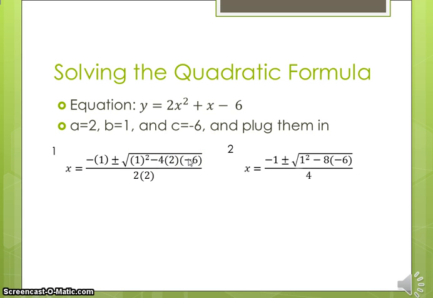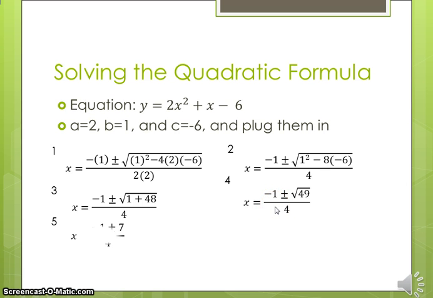Now you start combining like terms. Negative times 1 is negative 1. Negative 4 times 2 is negative 8. And 2 times 2 is 4. You do this more. 1 squared is 1, and negative 8 times negative 6 is 48. 1 plus 48 is 49, so it becomes the square root of 49. So negative 1 plus or minus the square root of 49 over 4. So negative 1 plus or minus 7 over 4, because the square root of 49 is 7.